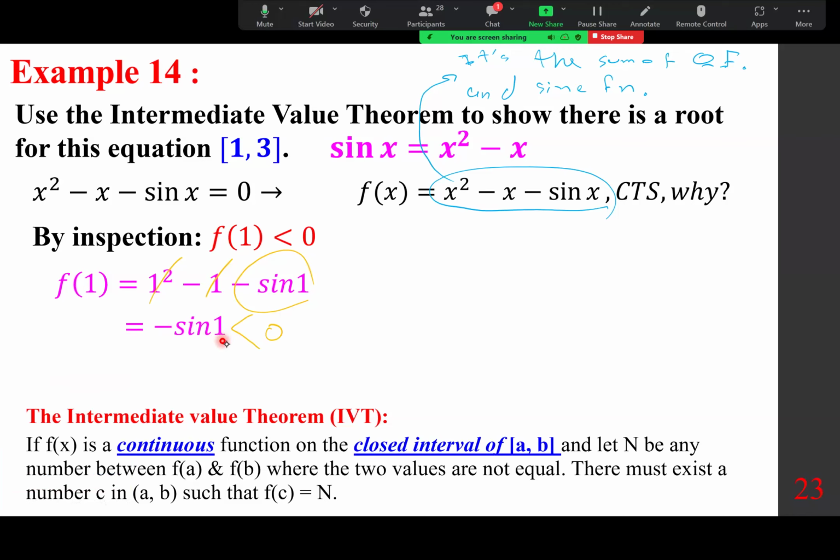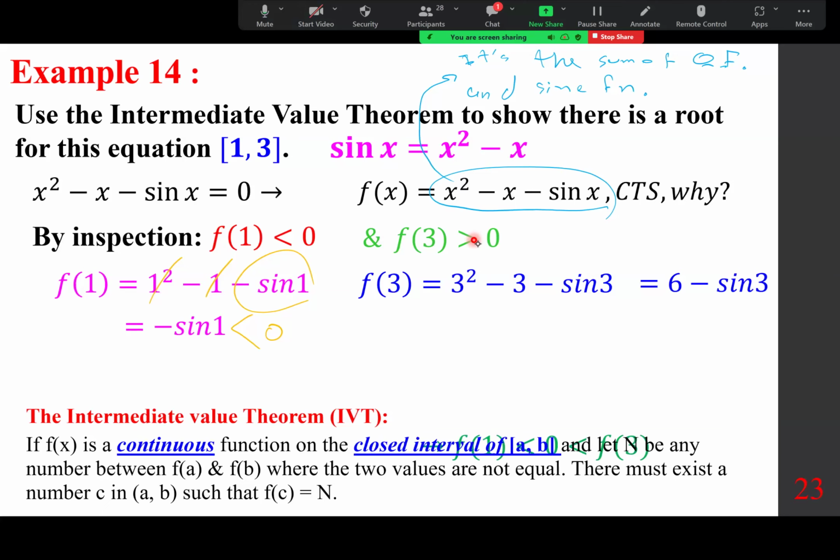Let's plug in number 3. And that's positive. When we plug in, this is 9 minus 3 becomes 6 minus sine 3. Remember, sine 3 maximum value is 1. 6 minus 1 makes it 5. So this is definitely positive. So number 0 is somewhere between f of 1 and f of 3. Therefore, there is a root between 1 and 3.